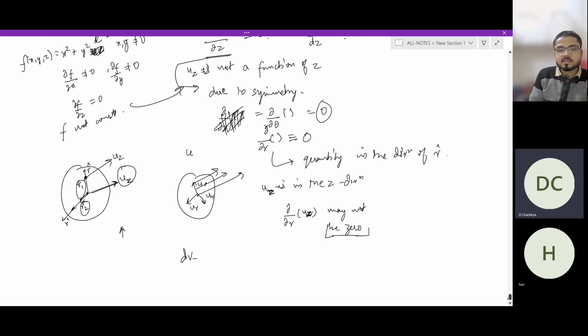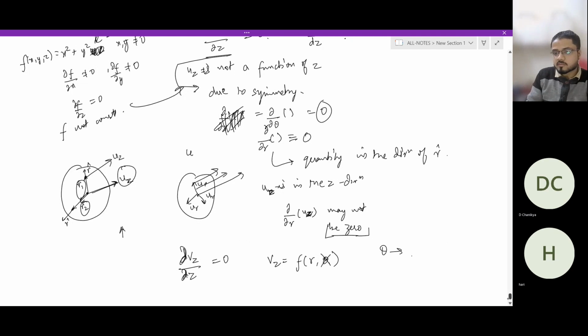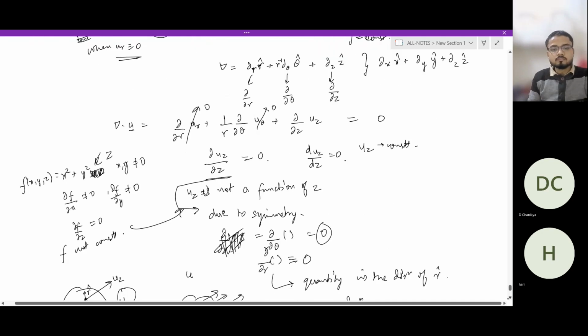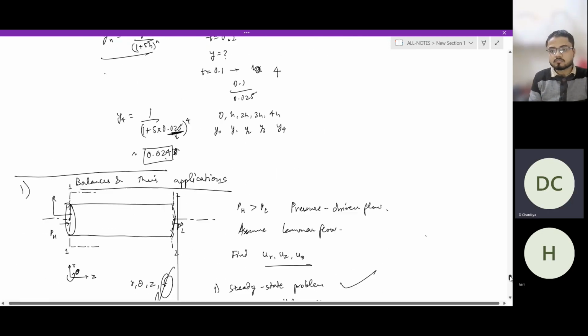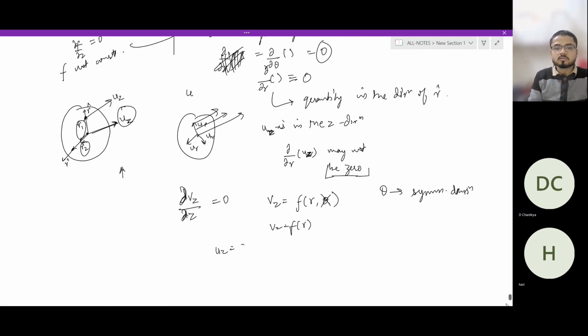So since dvz over dz, now you know del is equal to 0. So vz is a function of r. It cannot be a function of theta, because theta is the symmetric dimension. So vz is simply a function of r. This can be called uz equal to a function of r.